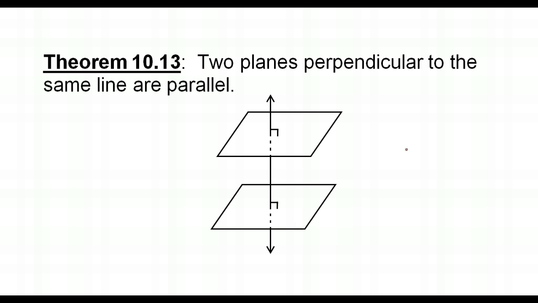So this one says two planes perpendicular to the same line are parallel, which means if this is plane N and this is plane K, plane N and K are parallel because they're both perpendicular to the same line.